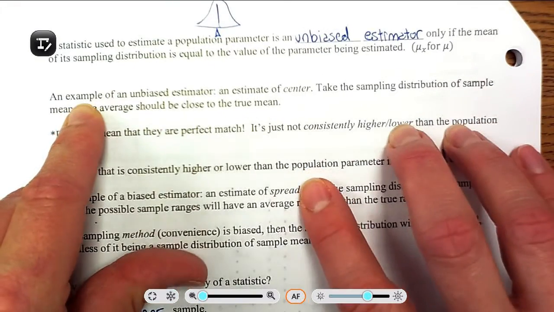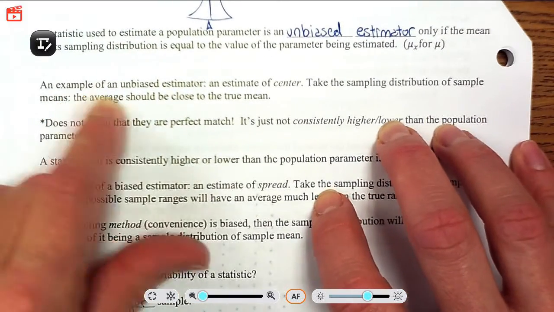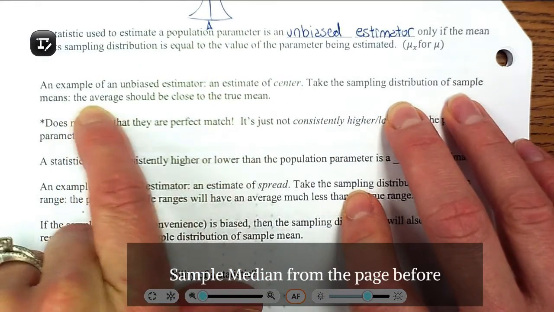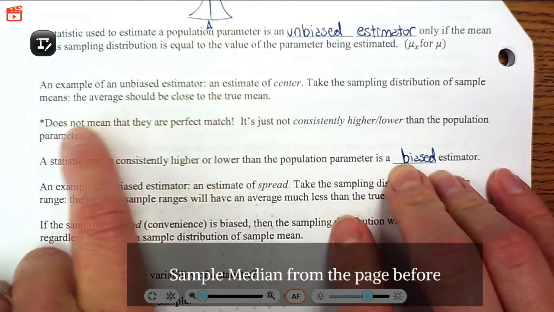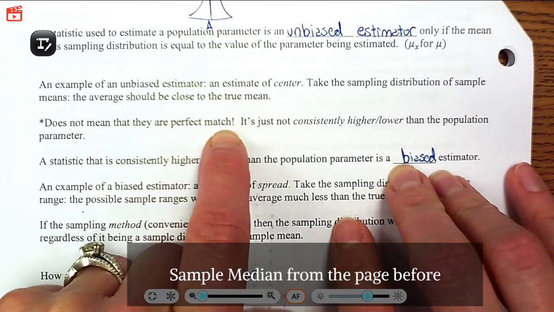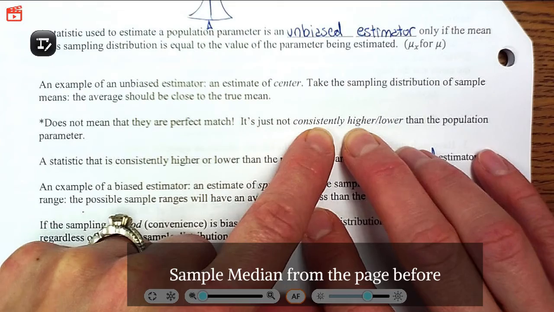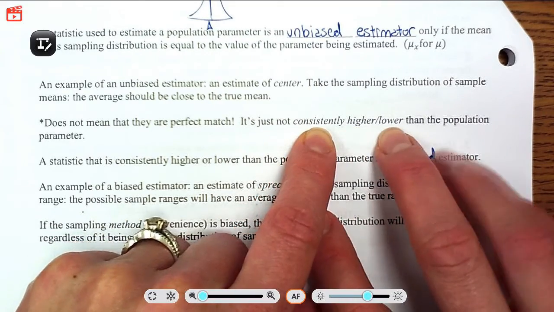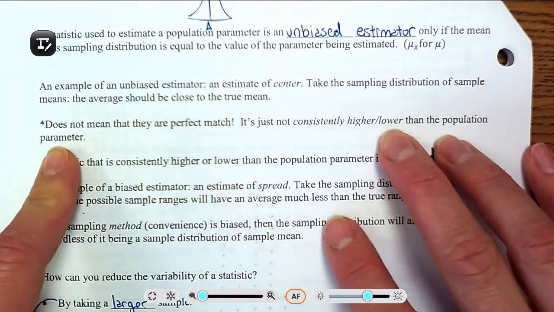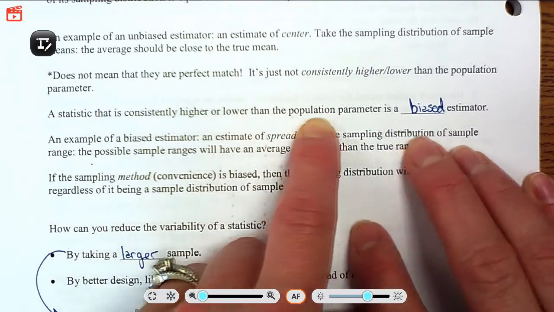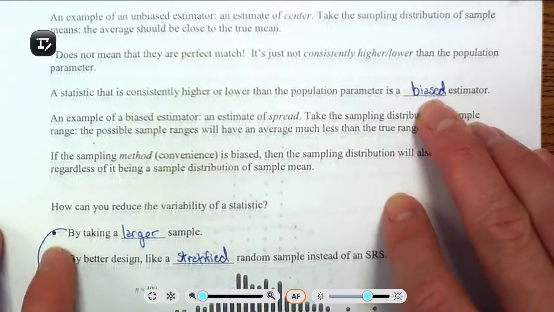All right, an example of an unbiased estimator is an estimator for center. Take the sampling distribution of sample means. The average should be close to the true mean. This does not mean that they are a perfect match, though. It just means that our sample estimates aren't consistently high or consistently lower than the population parameter. A statistic that is consistently higher or lower than the population parameter is a biased estimator.